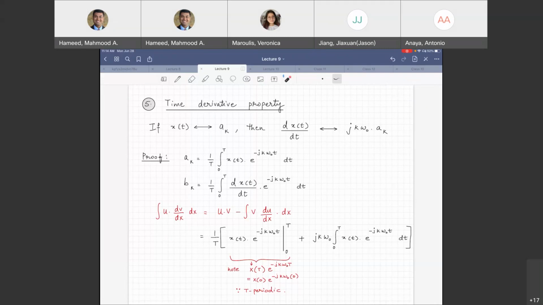So let's say we start off with x of t and ak. x of t is our time domain signal. ak are the Fourier series coefficients of x of t. Then if you differentiate the signal in time domain, you essentially multiply ak by jk omega naught. If you differentiate the signal in time domain, then you multiply the Fourier series coefficients by jk omega naught. That's it.